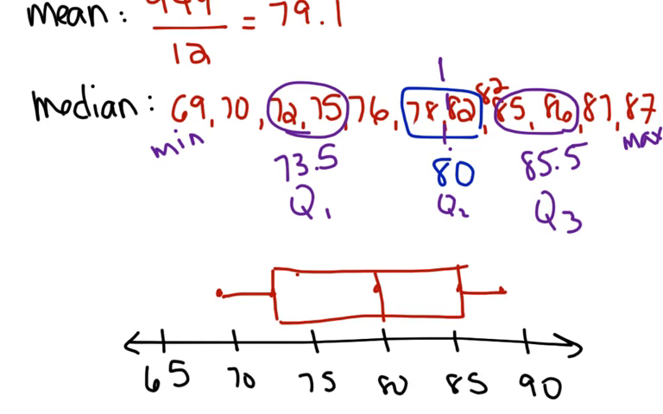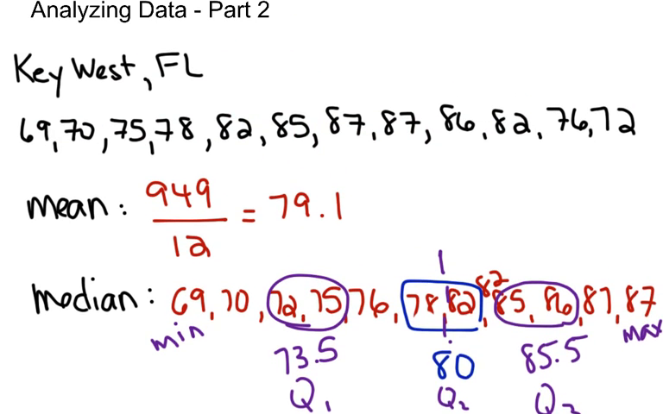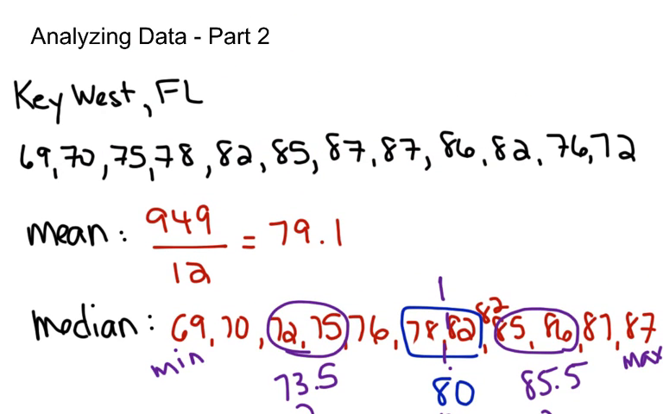Now, it's very easy to draw as long as you have all this information, but what if you don't want to find all this information yourself? What if you want to use the graphing calculator to help you out? The graphing calculator will do this for you. So let's go back up to here. It does not matter if the values in your data set are in order or not.